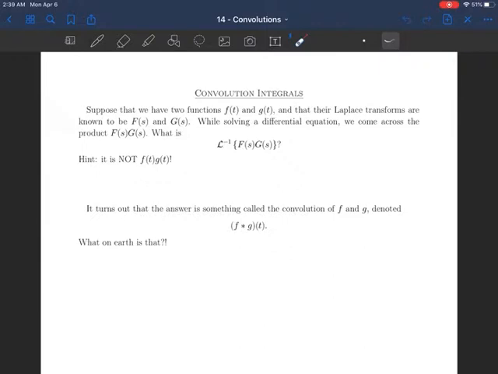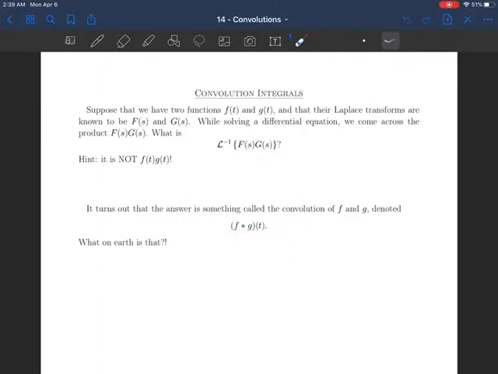If you have functions f and g, and you know the Laplace transform of each one, and then you come across the product, how do you find the inverse Laplace transform of that product? And, of course, it's not as simple as the product of f and g. It's almost never, maybe it's actually never, equal to the product of f and g.